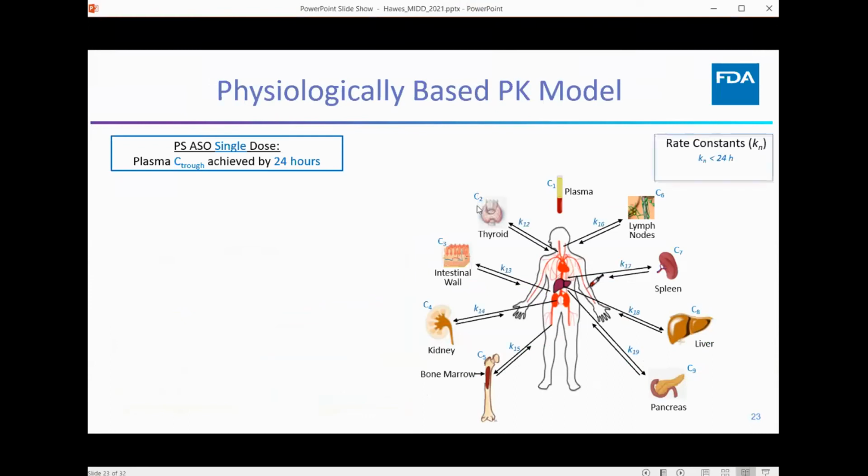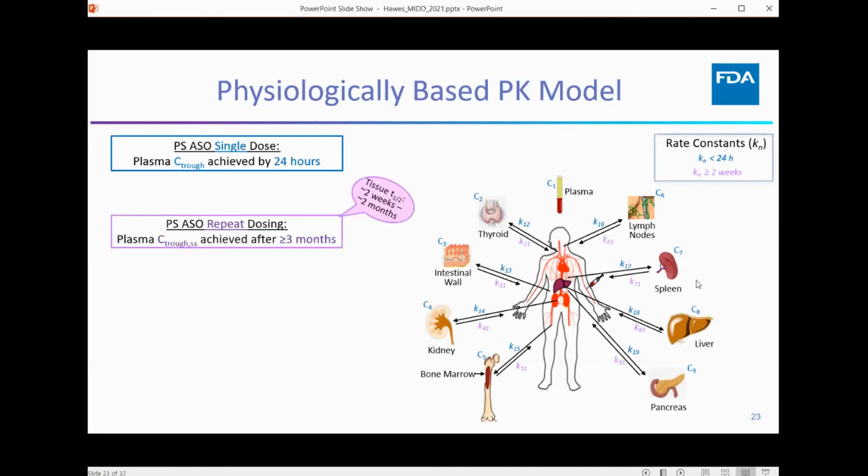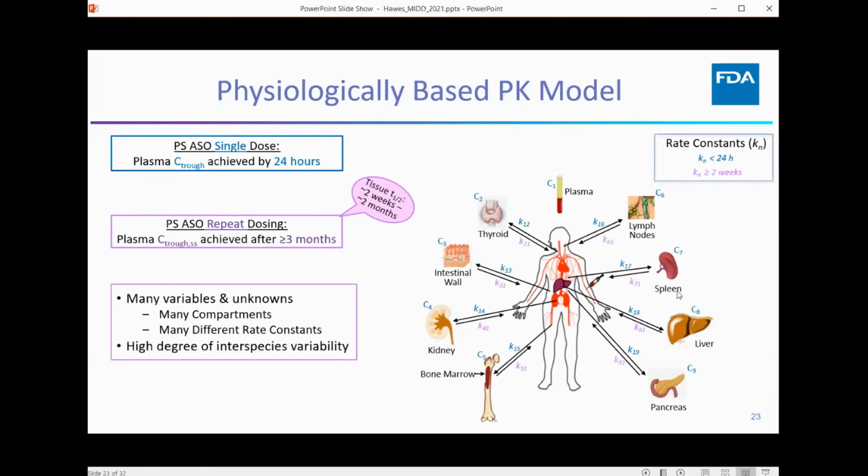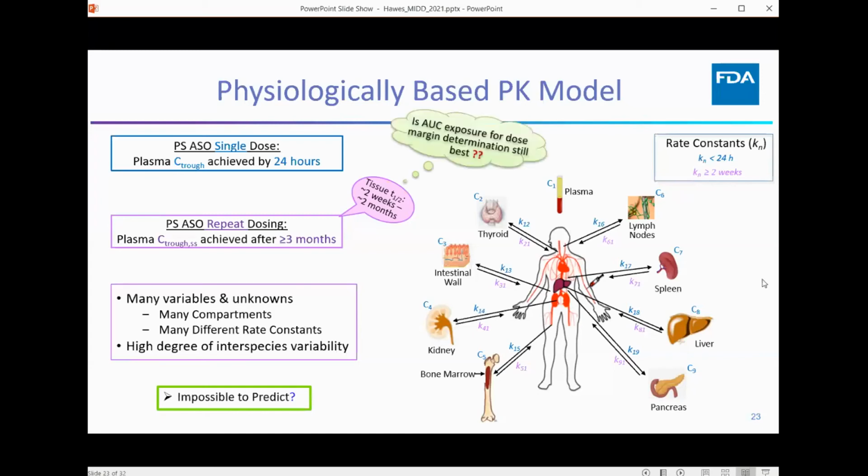So if the K values in blue represent the rate constants for the drug being taken up into the tissue, then the purple K values could represent the rate constants for the tissue clearance. You can see how there's a significant imbalance. With PSASO repeat dosing, plasma C trough steady state values aren't achieved until at least 3 months. So there are many variables and unknowns, many compartments, many different rate constants, and a high degree of interspecies variability. So the question becomes, is it then impossible to predict for these types of drug products with this significant drug accumulation in tissues?